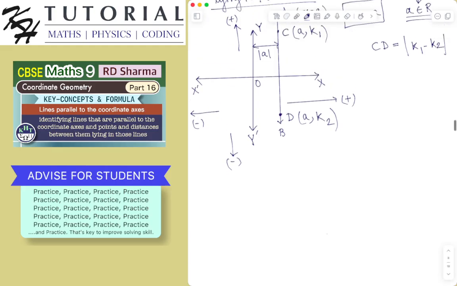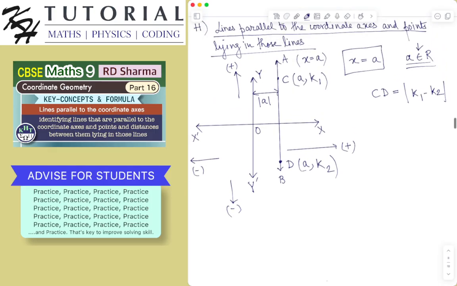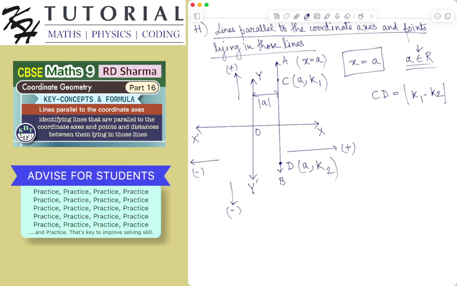Now let's consider a line. What will be the general form of the equation of a line which is parallel to the x-axis? Let's say PQ is a line which is parallel to the x-axis. The equation of any line parallel to the x-axis is of the form y equals b. y equals b is the general form of the equation of a line which is parallel to the x-axis.